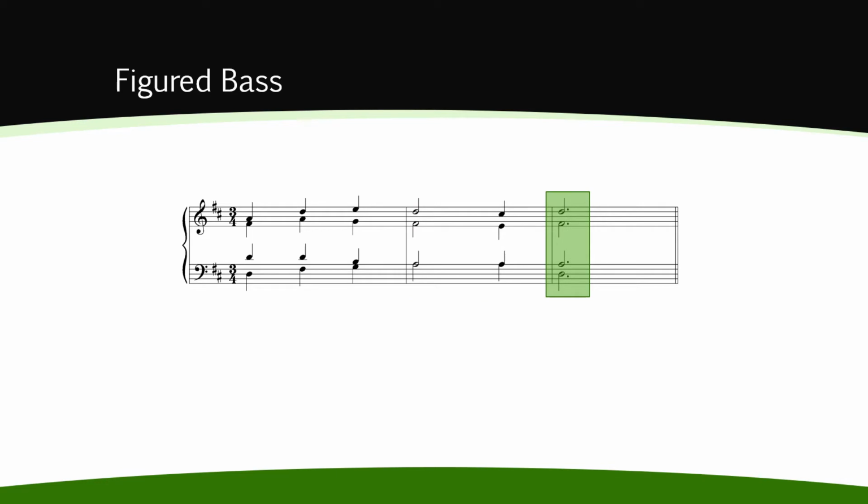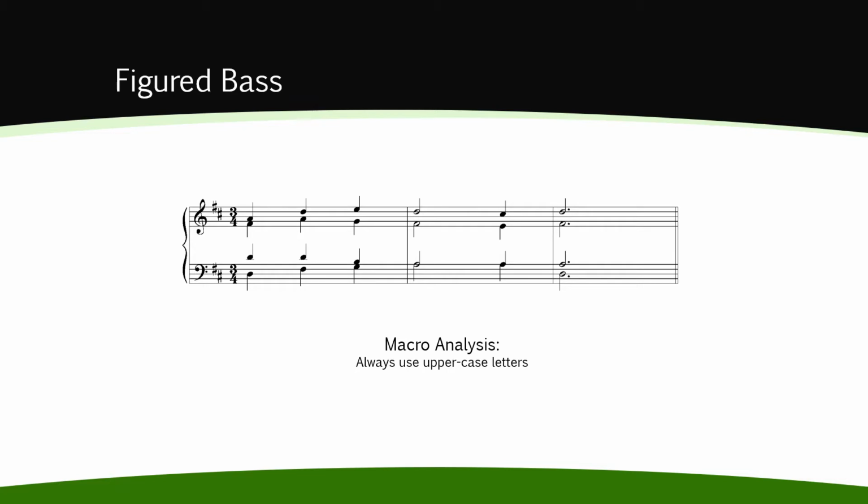First, let's create what I like to call a macro analysis. This type of analysis involves determining the root, quality, and inversion of each chord. The macro analysis can take many forms, but I prefer to write it like chords on a lead sheet or guitar tablature. The first chord is a D major triad in root position.